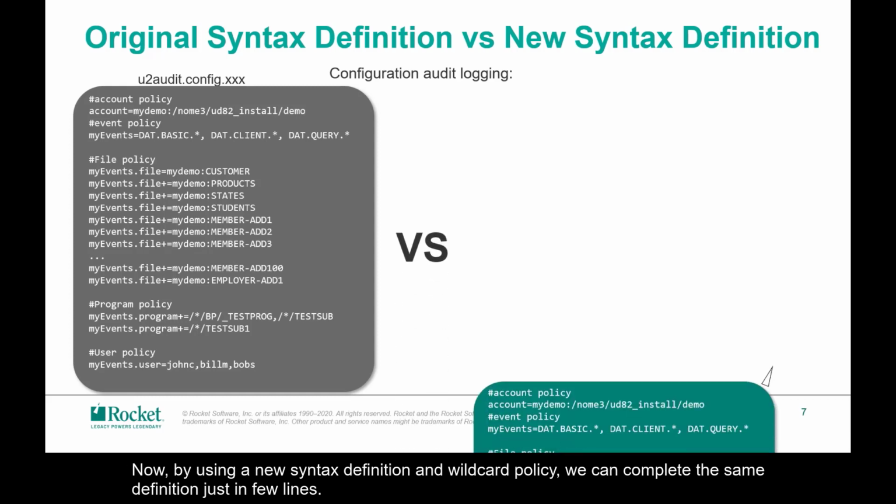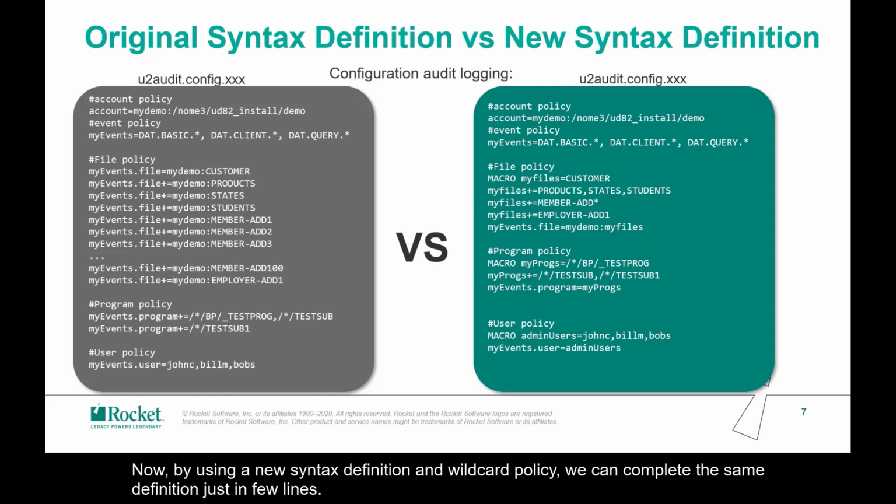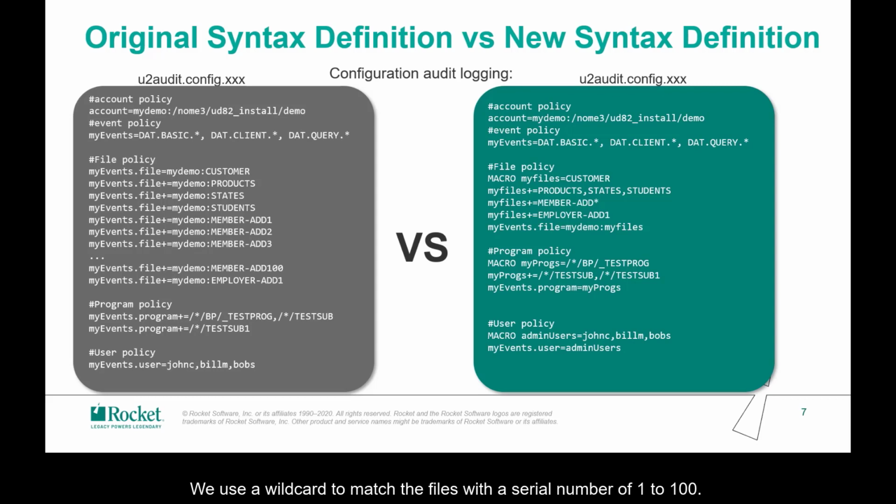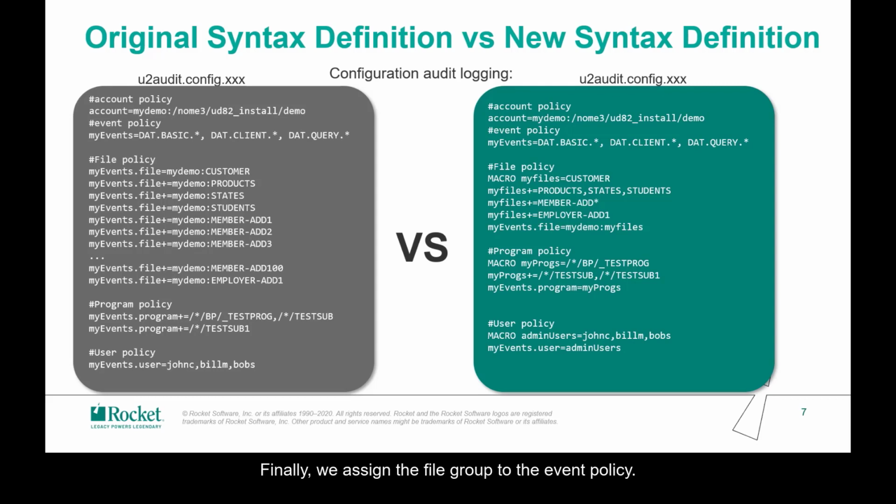Now, by using the new syntax definition and wildcard policy, we can complete the same definition in just a few lines. We can see the file policy section on the right. We put the file names that have nothing in common into a group. We use a wildcard to match the files with a serial number of 1 to 100. Finally, we assign the file group to the event policy.